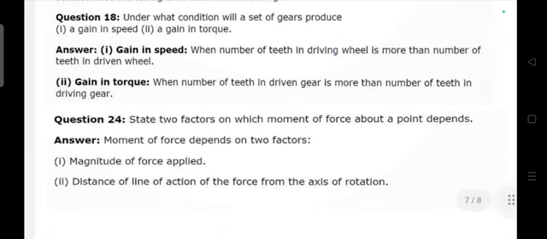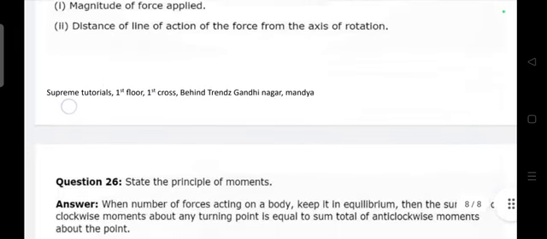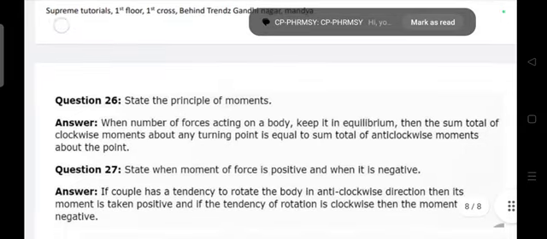Under what condition will a set of gears produce: first, a gain in speed; second, a gain in torque? Gain in speed when the number of teeth in the driven wheel is less than the number of teeth in the driving wheel. Gain in torque when the number of teeth in the driven gear is more than the number of teeth in the driving gear. State two factors on which the moment of force about a point depends. One is the magnitude of the force applied. Another is the perpendicular distance of the line of action of the force from the point.